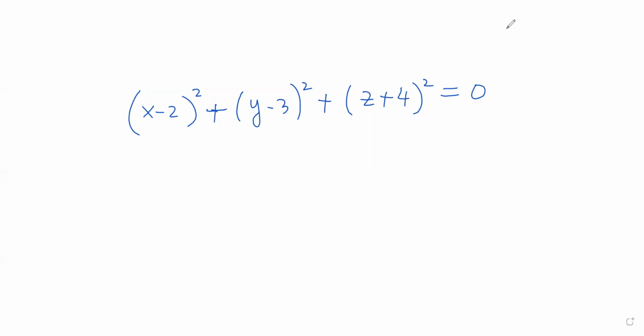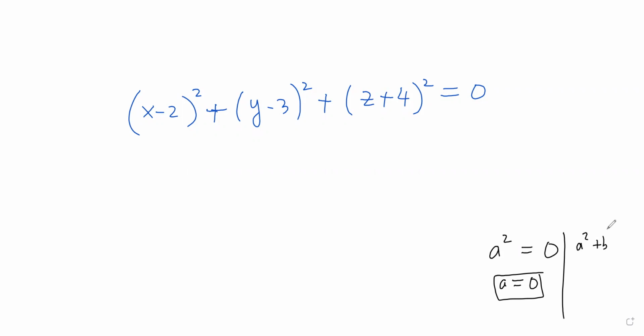Okay, so when the sum of squares equals 0, let me tell you one thing here. For instance, if I have a squared plus b squared equal to 0, let's start with 1, right? If a squared equals 0, then we can say a equals 0, right? That's okay. We can extend this to two sum of squares.